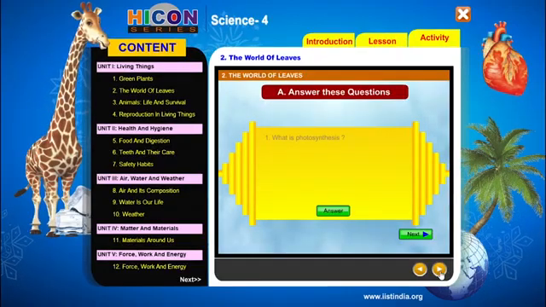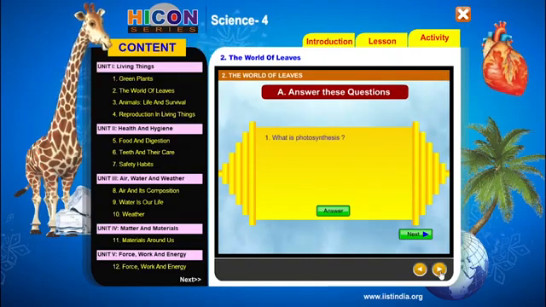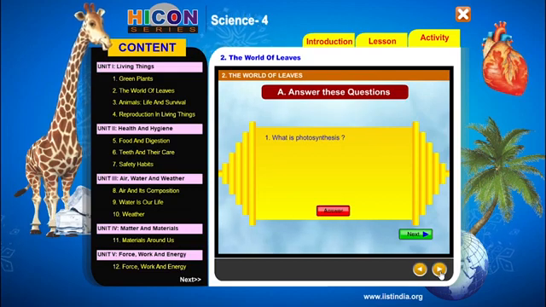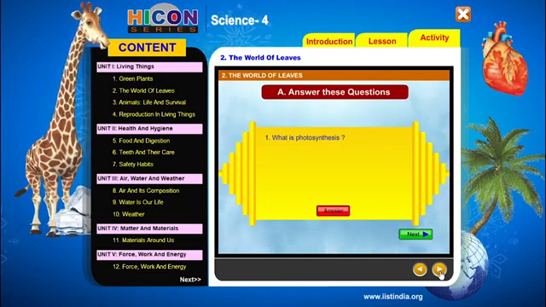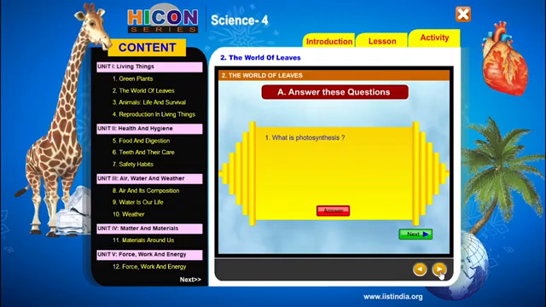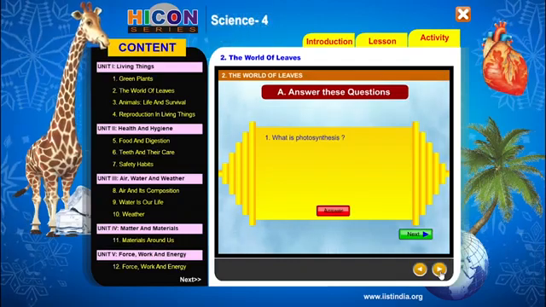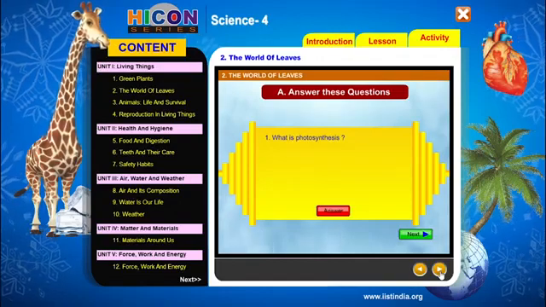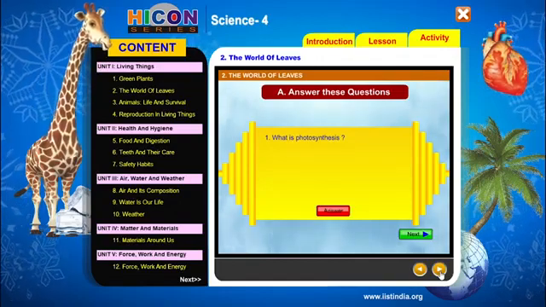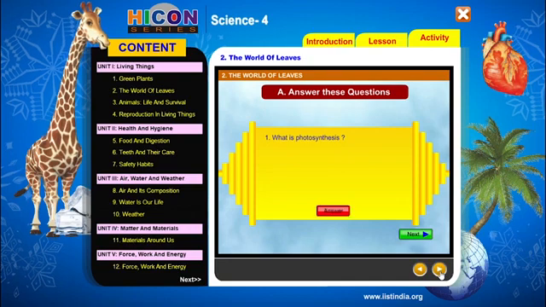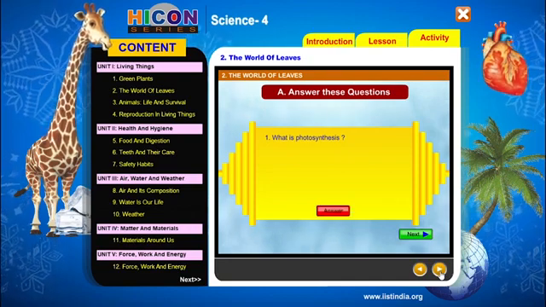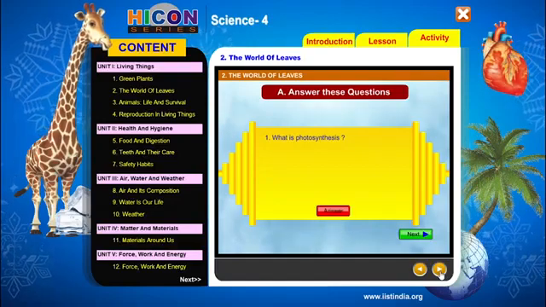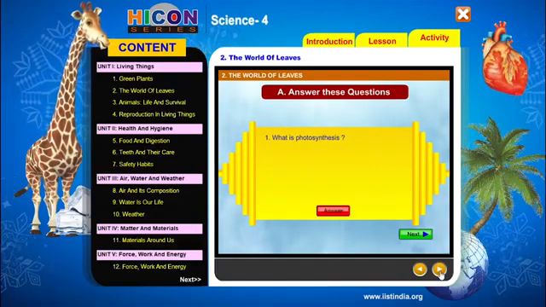So children, let us practice some exercise in the activity session. So now we are in the activity part. Let us practice some question answers, some fill in the blanks, some matching type and some drawing. The first part in the activity session is to answer these questions. They will give some questions and we have to write answers for those questions.